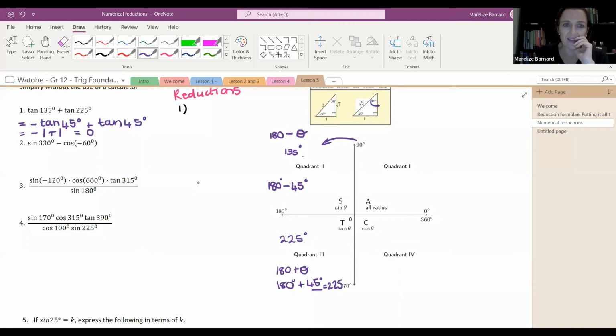Okay, let's try the next one. Everybody on your own, I'm going to give you 2 minutes. You go through that same thought process and you don't use your calculator. You only use your triangles to do question 2. Put your answer in the chat when you are ready.